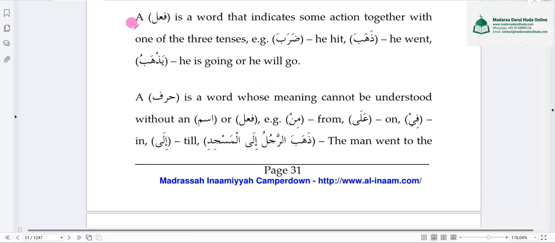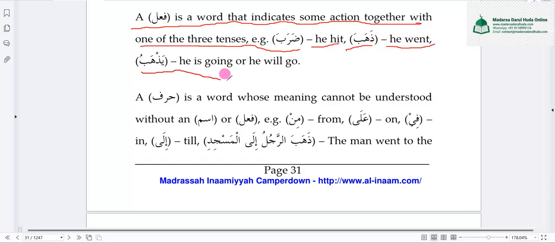Now let's come to the next topic. A fail is a word that indicates some action together with one of the three tenses. Example: zaraba, he hit; zahaba, he went; yazhabu, he is going or he will go. So what is fail? Fail is a word that indicates some action, whether the action occurred in the past, present or future.